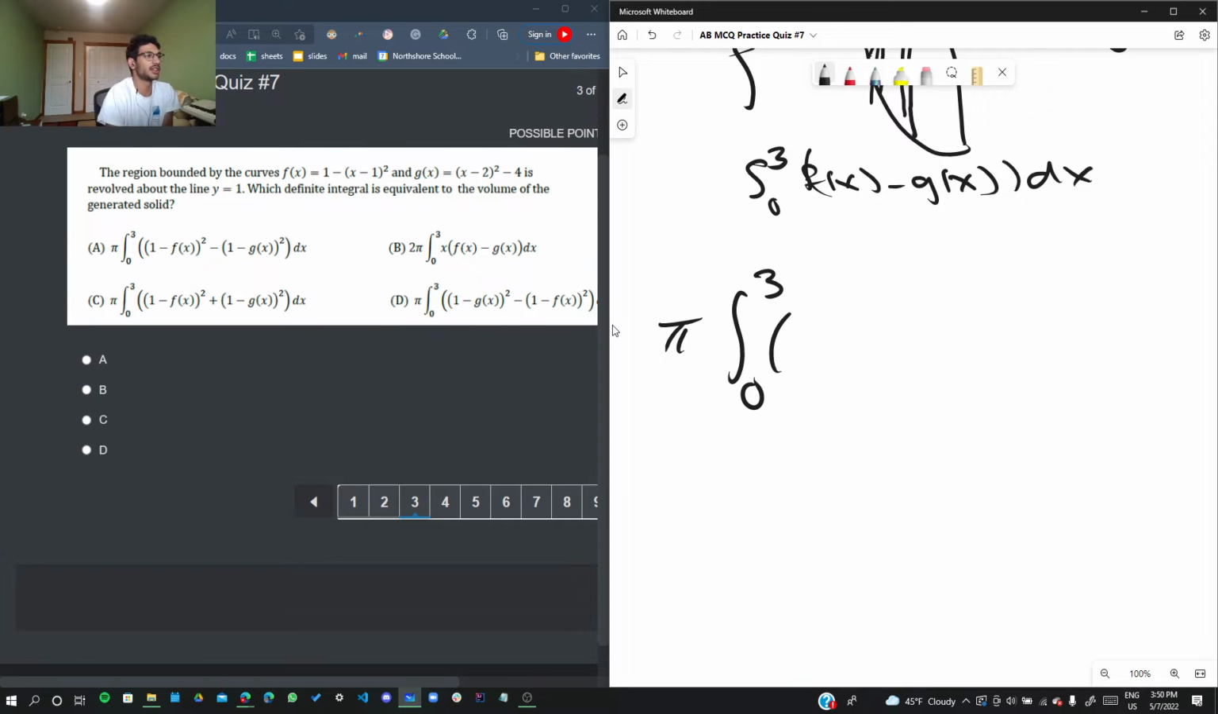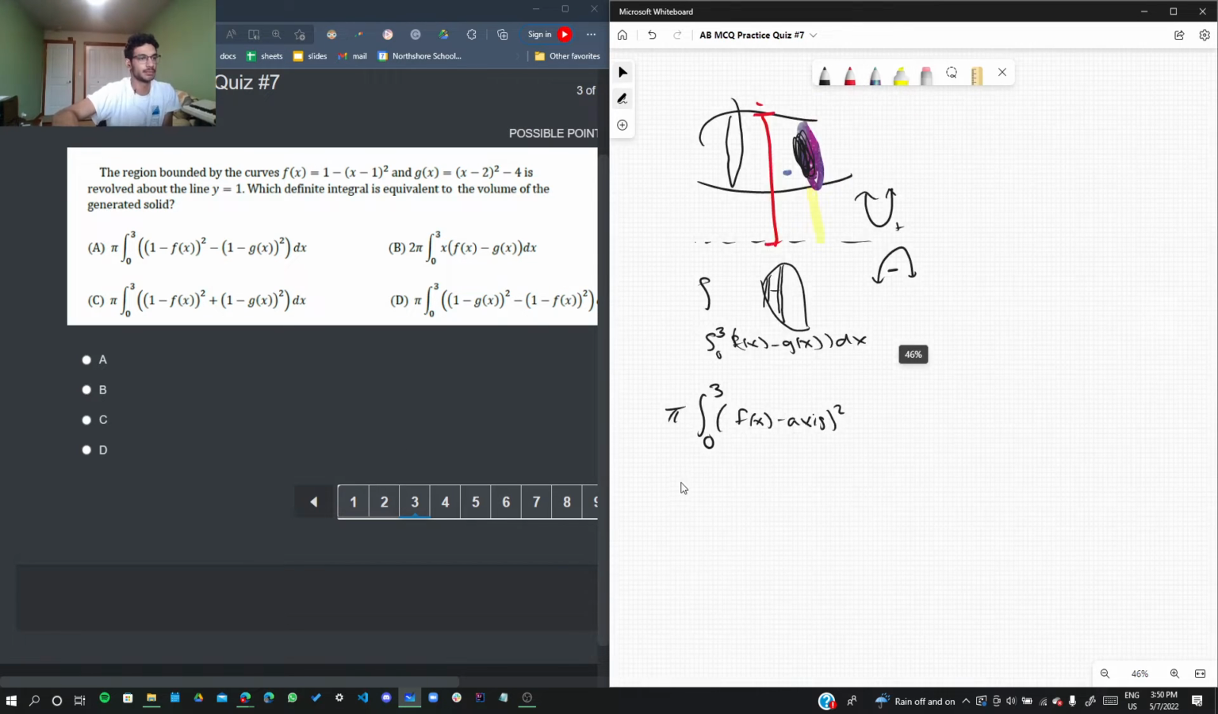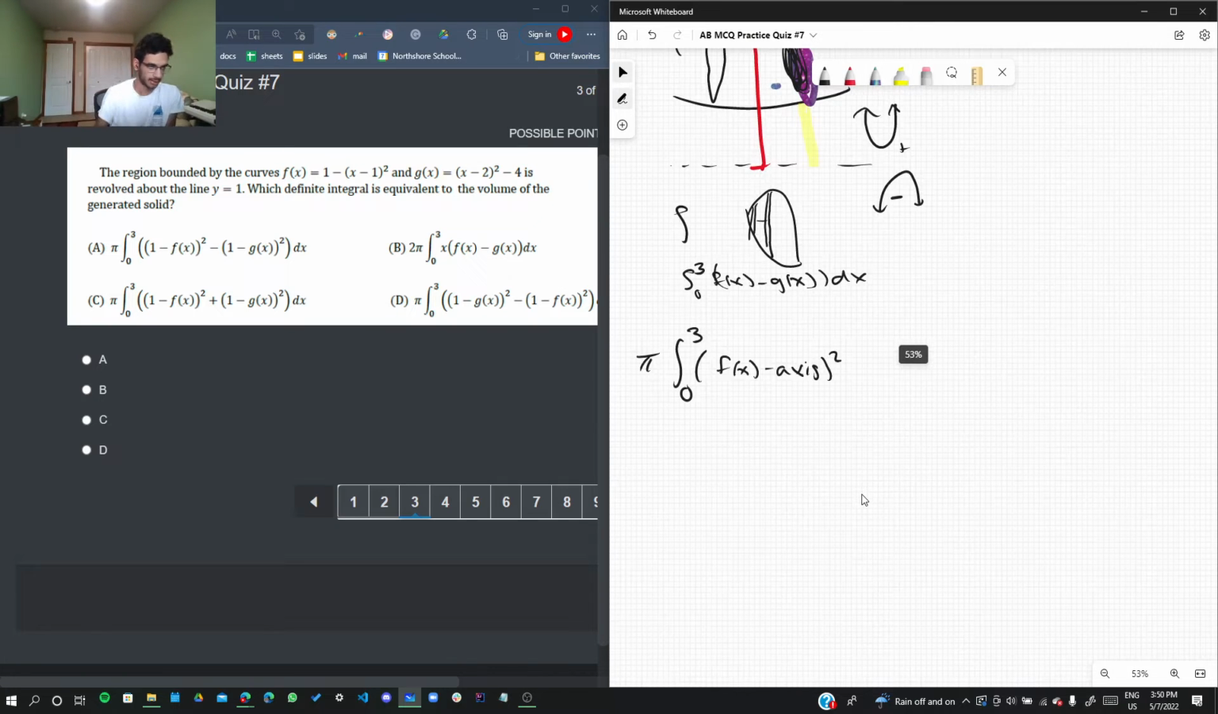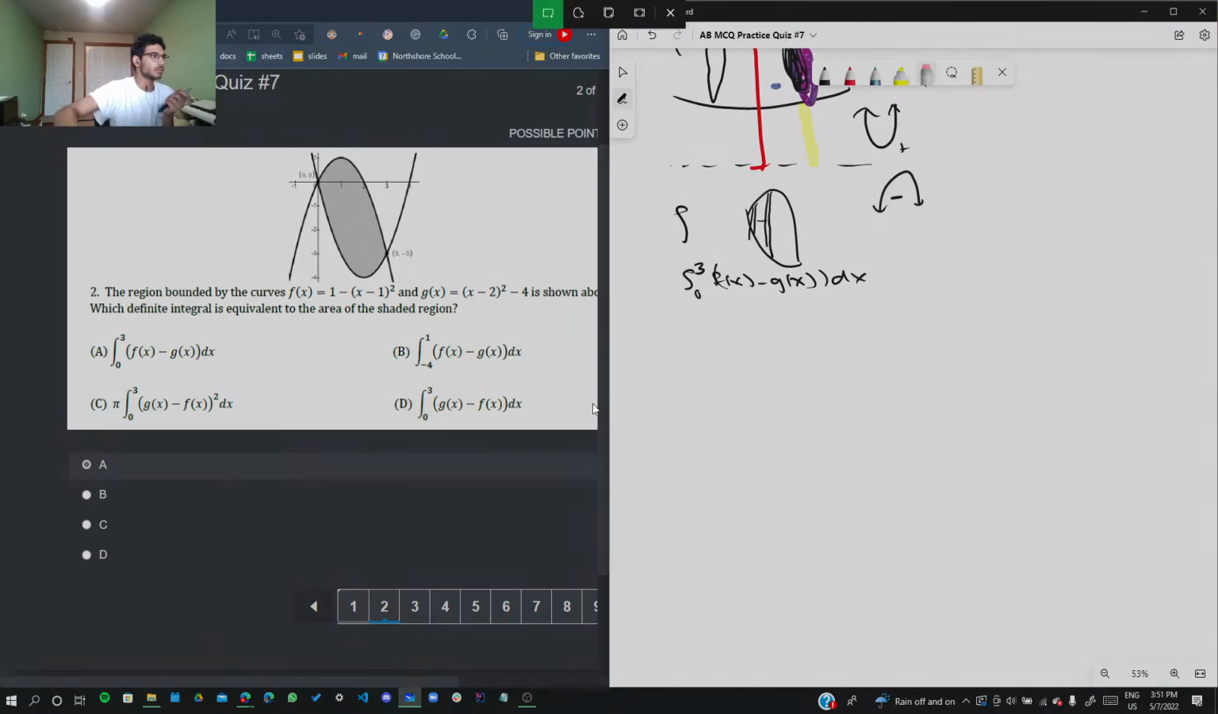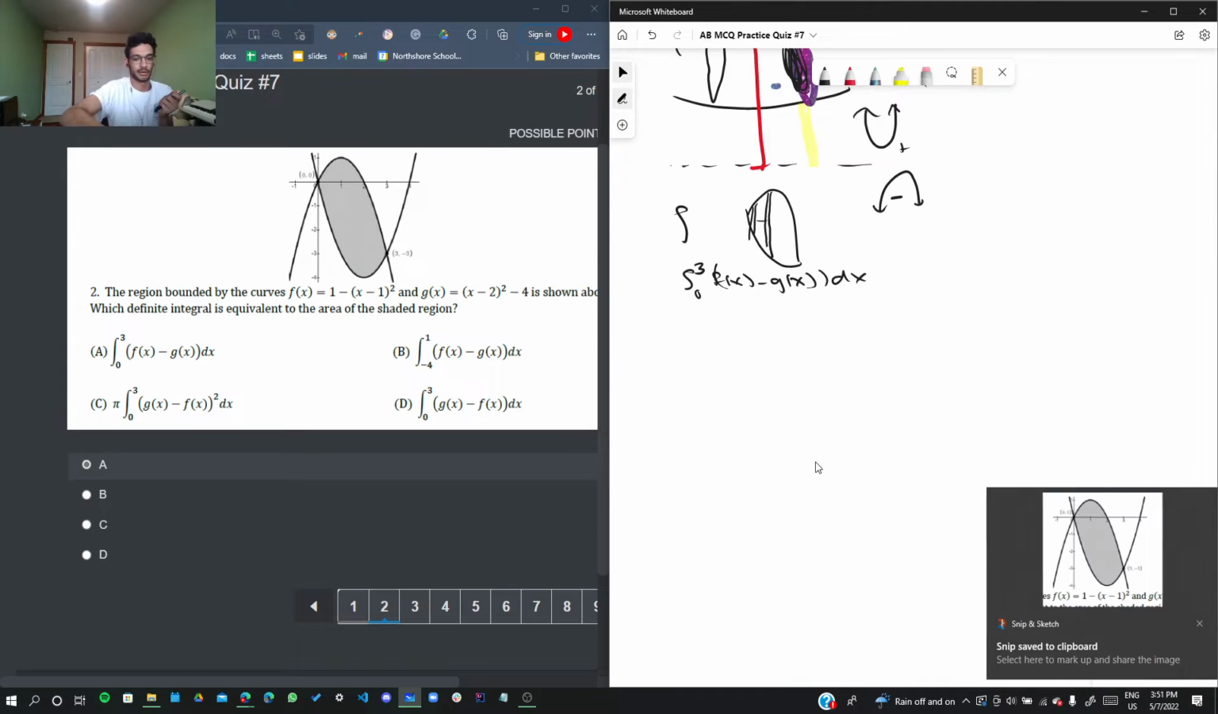Then it's like the outer function, which is f of x, minus the axis squared. Minus g of x, which is the inner function. So the outer minus inner function, essentially. Or actually, no. Hold up. Y is equal to 1. The outer function would be g of x. Let me just take a screenshot of this. I'm just gonna paste it right here.